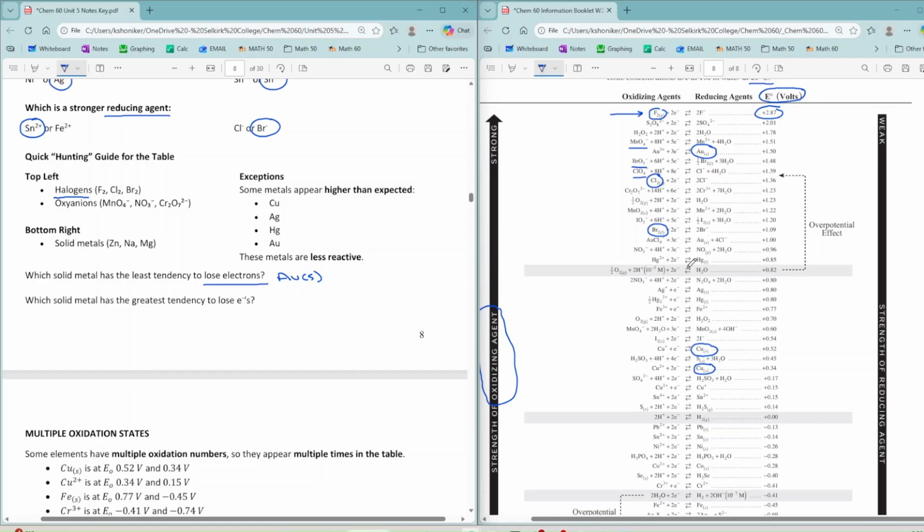So gold has the least tendency to lose electrons. Which metal has the greatest tendency?